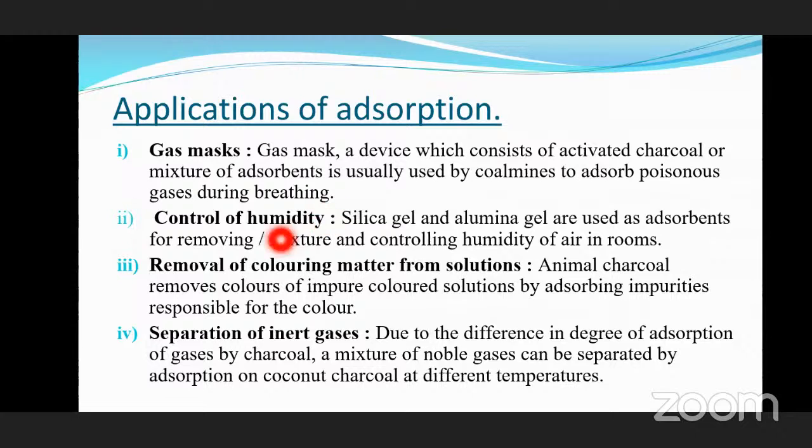Then, removal of coloring matter from solution. Here, animal charcoal removes the colors of an impure colored solution by adsorbing the impurities responsible for the color. That means by using animal charcoal, it will remove the impure colors. In a process where impure colors are present, to remove them we have to use the adsorption process.